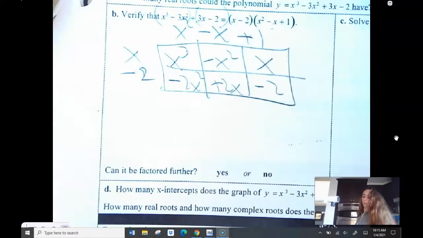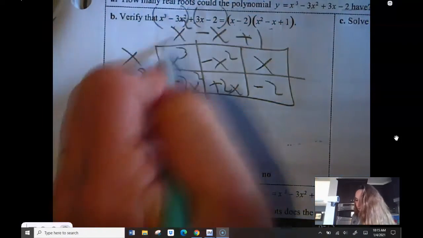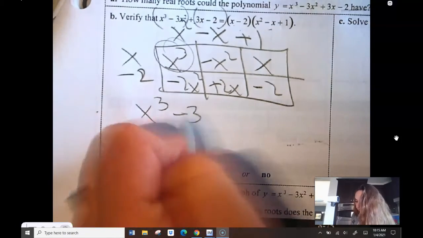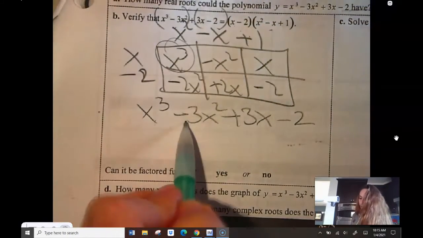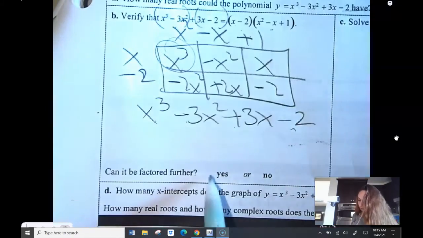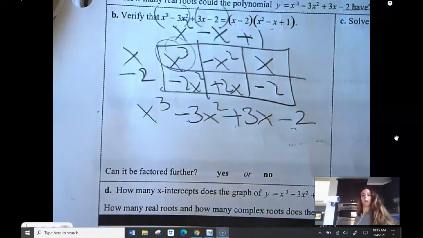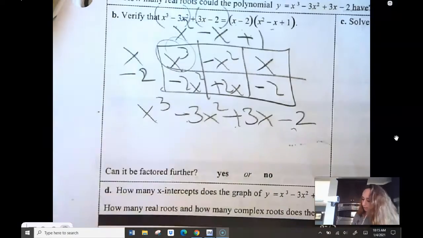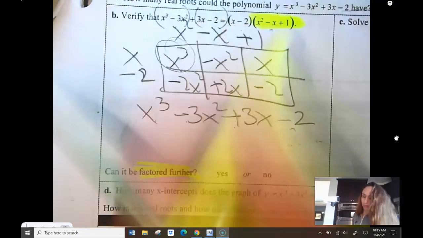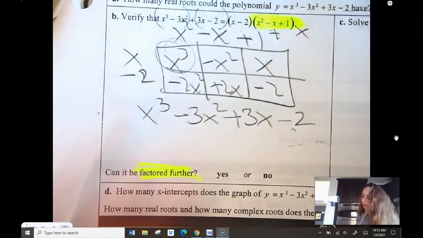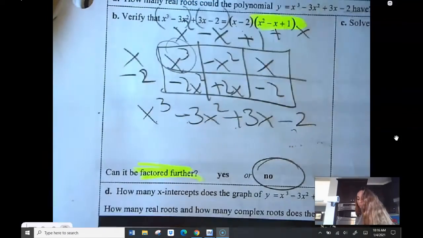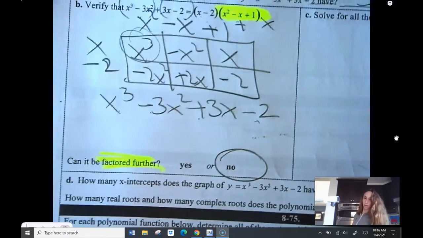You can copy it or you can try it yourself to make sure you're solid. x cubed minus 3x squared plus 3x minus 2. Can it be factored further? So what they're saying is, can I take this and keep factoring? And no, I can't find two numbers that multiply to get 1 and add to get -1. So it's no. Now they want you to find all the roots.